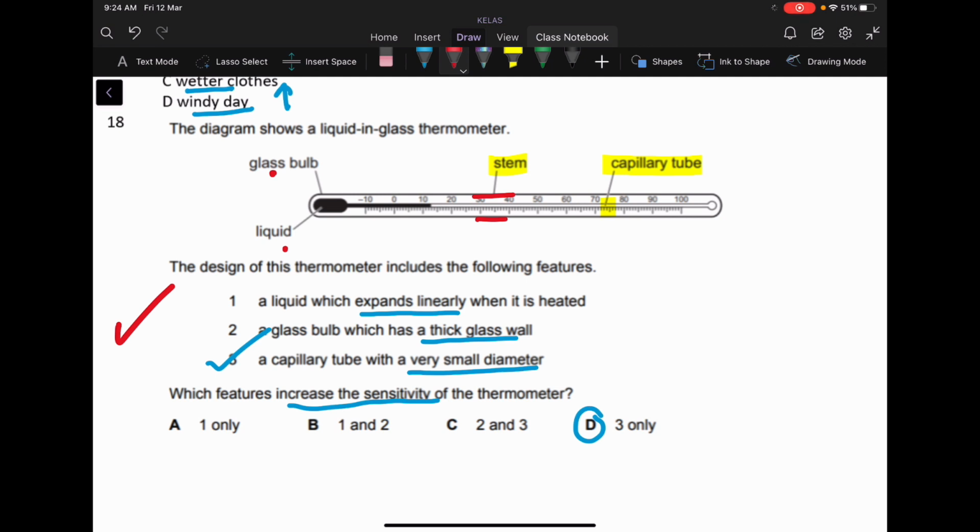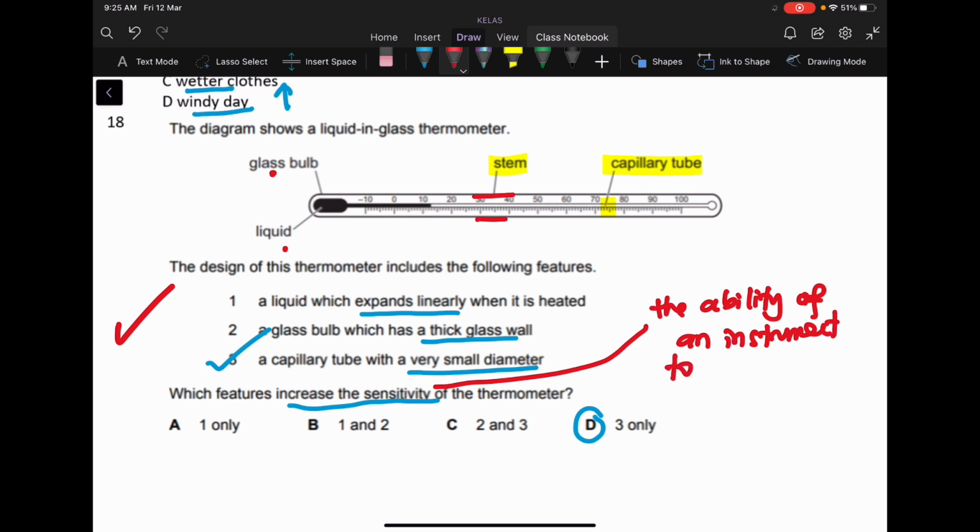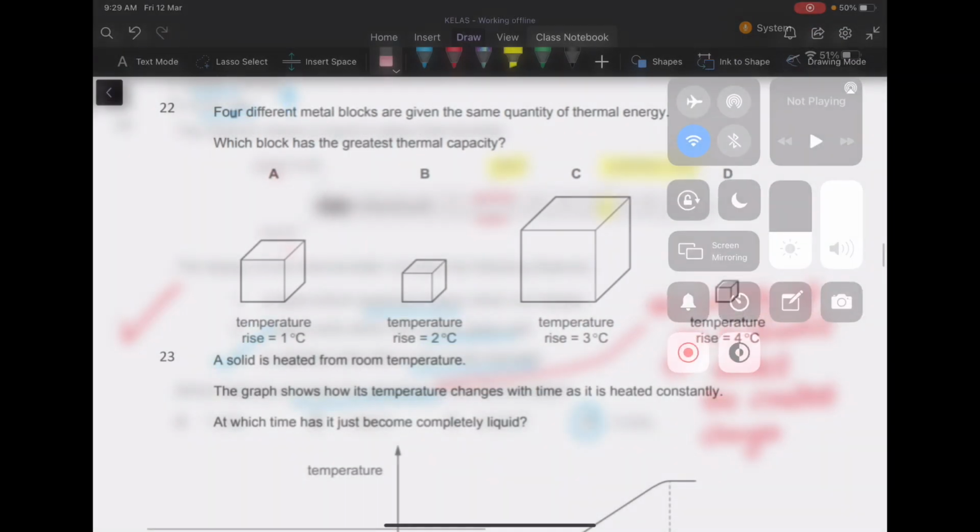What is the meaning of sensitivity? Sensitivity is the ability of an instrument to detect the smallest changes. So if you have a narrow capillary tube, a slight change will cause the liquid to rise more. So this is the answer. Move on to the next question.